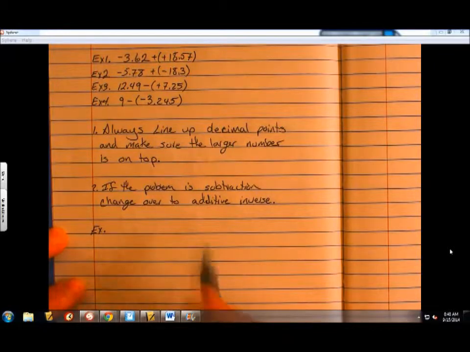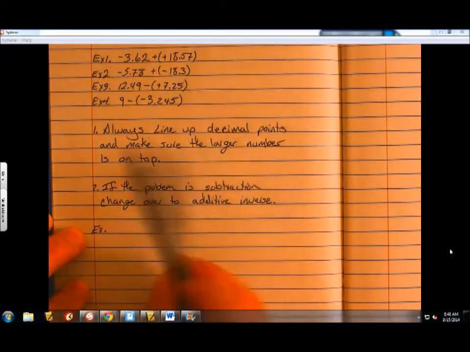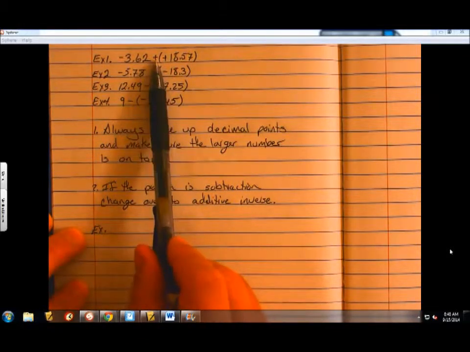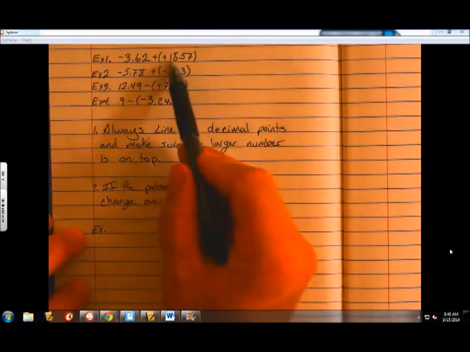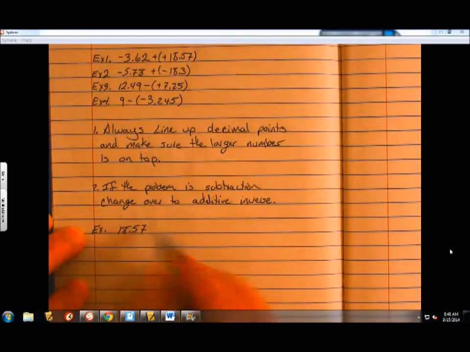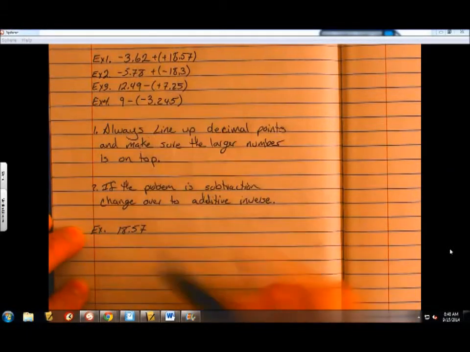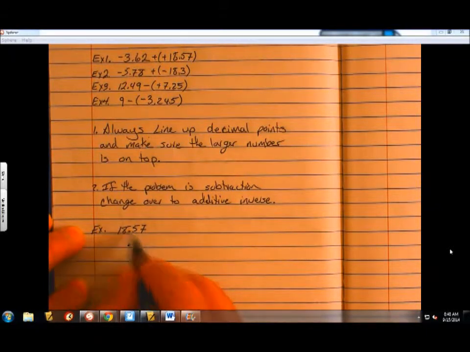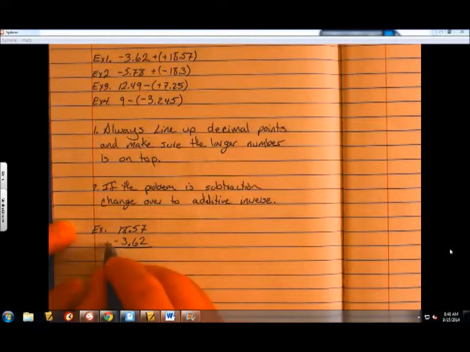So start with example 1. We're going to make sure to line up the decimal point and put the larger number on top. So looking up here, 3 and 18. So we're probably going to put the 18 and 57 hundredths on top. That means on bottom is going to be the negative 3 and 62 hundredths. Make sure you keep that negative sign. Sometimes when we're doing these, we forget to add the negative sign, and we are adding. So we've got example 1 set up.